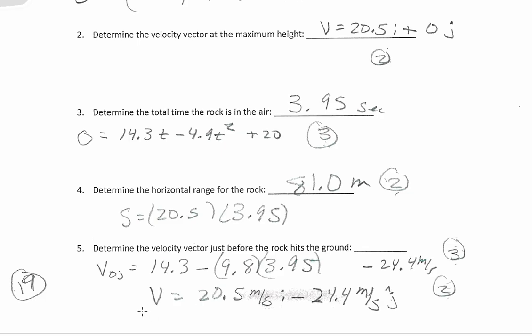Then my velocity vector in ij notation would be 20.5 meters per second in the i, because that's a constant velocity in the x direction the whole time, minus my 24.4 meters per second in j that I just found. And that's our first question.